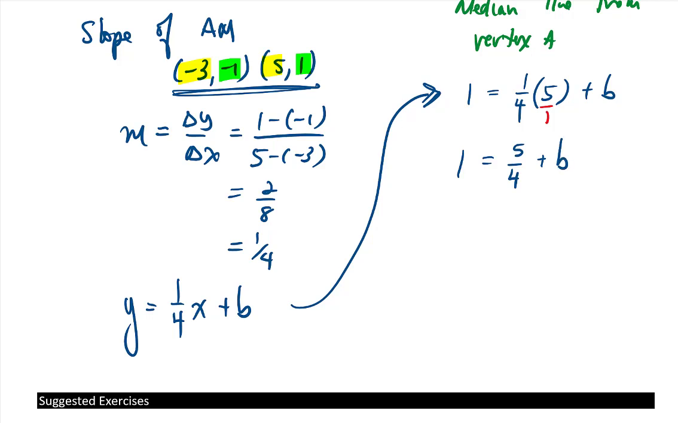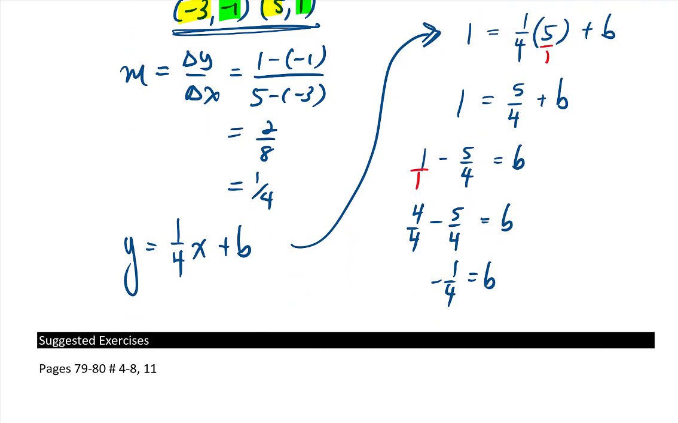plus b. I'm going to move the 5/4 to the left side, or subtract 5/4 from both sides. So I get 1 minus 5/4 equals b. Remember that 1 is 1 over 1. The equivalent fraction would be 4 over 4 minus 5 over 4. And therefore b would equal -1/4. So now we know that the equation of this line is y equals 1/4 x minus 1/4.